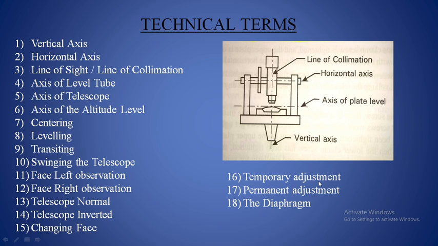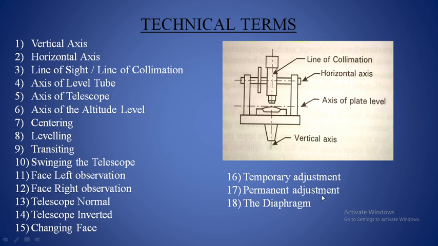So the next one is temporary adjustment. You are all familiar with temporary adjustment. Just like the dumpy level temporary adjustments, here also in the theodolite, you are going to use 3 foot screws. Using those 3 foot screws, you level the theodolite with reference to the plate level for the horizontal measurements, and for the vertical measurements you level the instrument using the 3 foot screws with reference to the altitude bubble, which is placed just beside the vertical circle. So this adjustment is known as temporary adjustment.